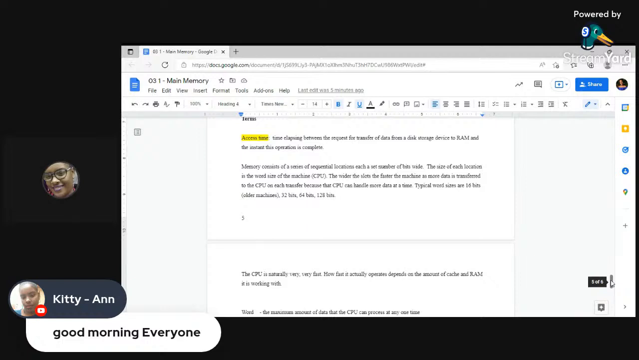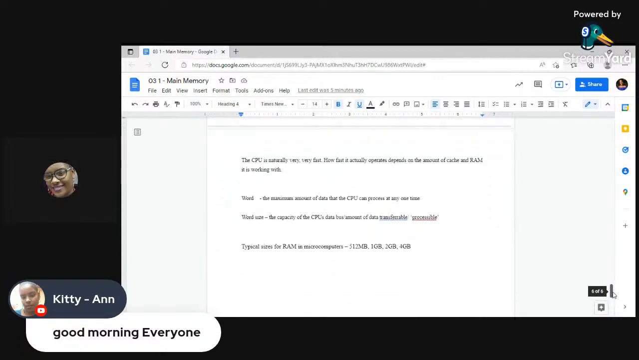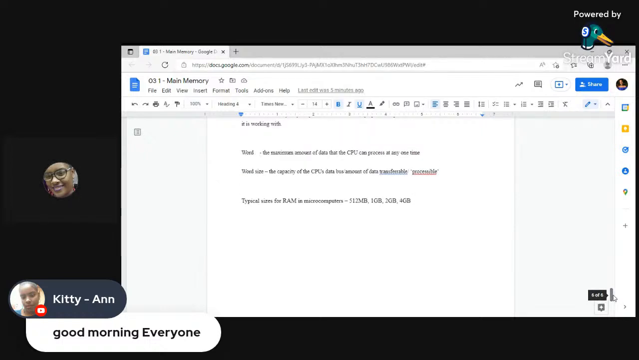So what are some terms that we need to look at here? These terms you should have been exposed to from fifth form when you were looking at the hard drive. One is access time, right? It's the time lapse between the request and the transferring of data. That is the access time aspect. Then here it is, the word and the word size that I mentioned before. Another term is seek time, and that is how long it takes for the head of your secondary storage, specifically your hard disk, to get to the right track for the data that it is looking for.